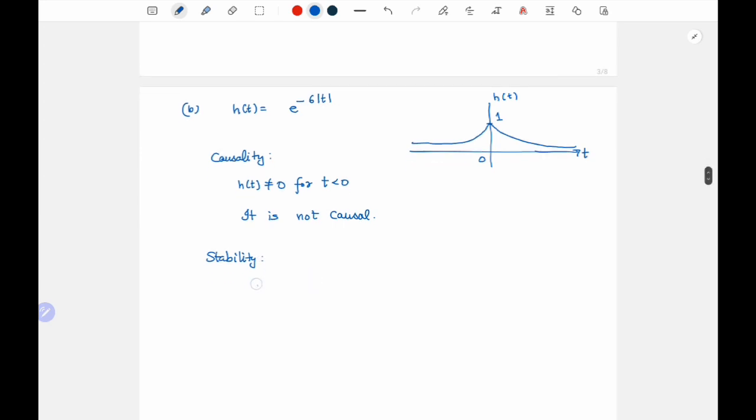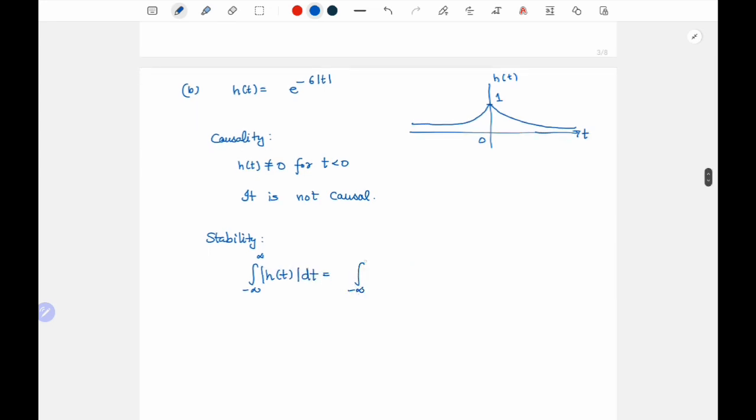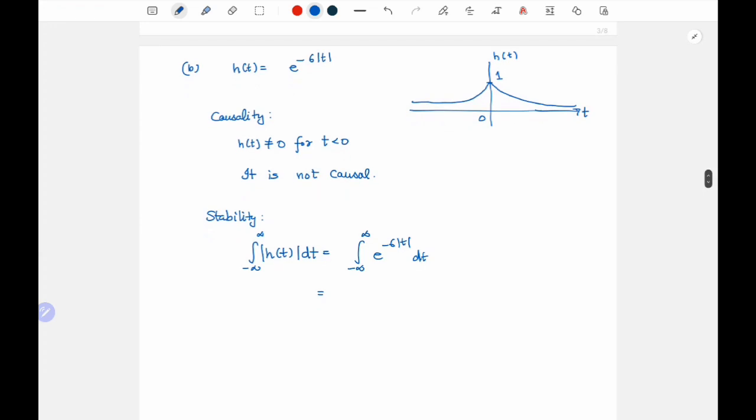So we need to find the absolute integral from minus infinity to infinity of h of t dt. This is nothing but the integral from minus infinity to infinity of e power minus 6 mod t dt. You can compute this integral in many ways, but since it is just the reflection, I'll write it as 2 times the integral of 0 to infinity of e power minus 6t dt.